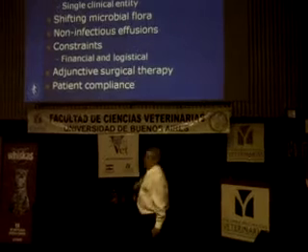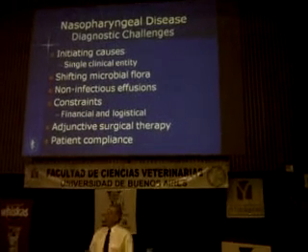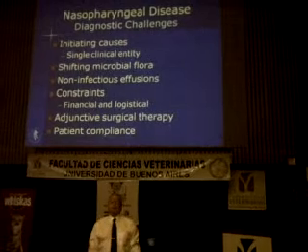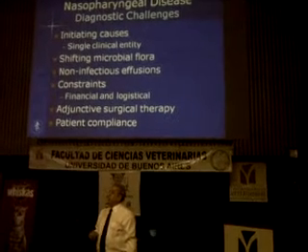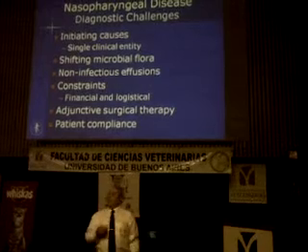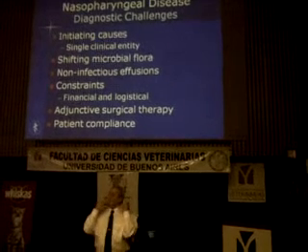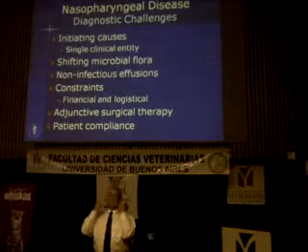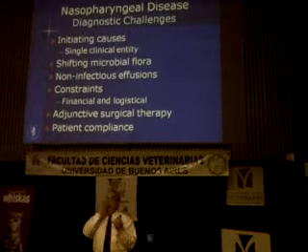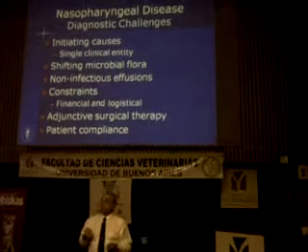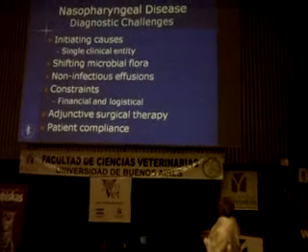So, when we think about the nasopharynx, we're going to use the definition of the nasopharynx. And we're going to talk about its anatomy in just a second. But basically, we're talking about that area behind the nose, above the palate, especially above the soft palate. The caudal aspect of the nose and above the soft palate. That's what we're talking about with the nasopharynx when we talk about the disease.